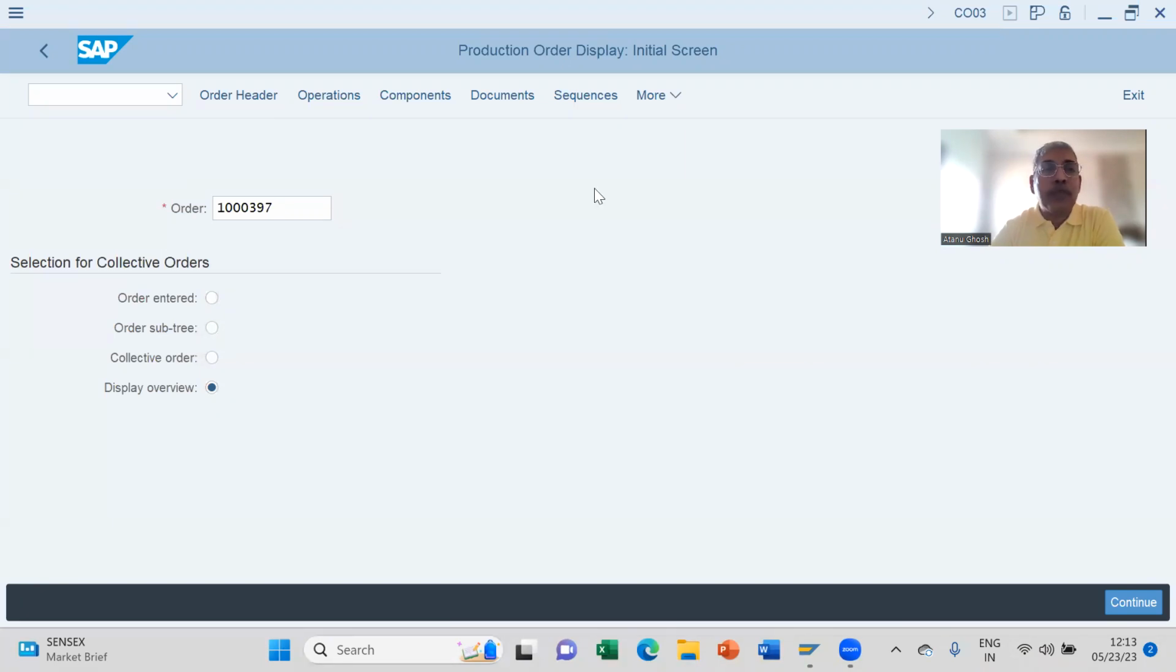So you have taken a production order. You can use the transaction code CO03 to view the production order. This production order is already executed. In other words, this production order was created after converting from a planned order. Then actual goods were issued, which means the actual quantities that were required to make the finished goods were issued to this production order.